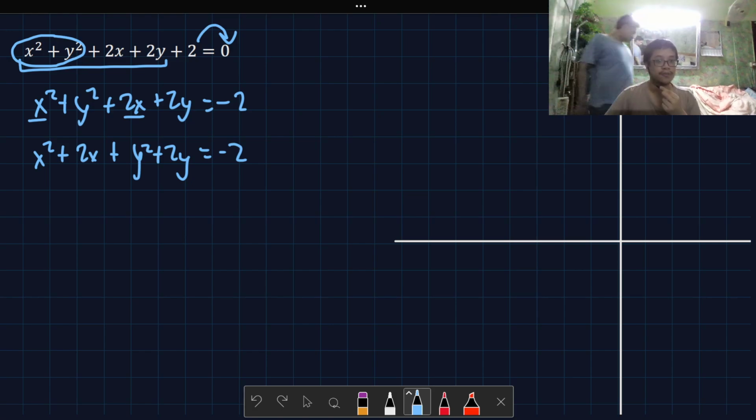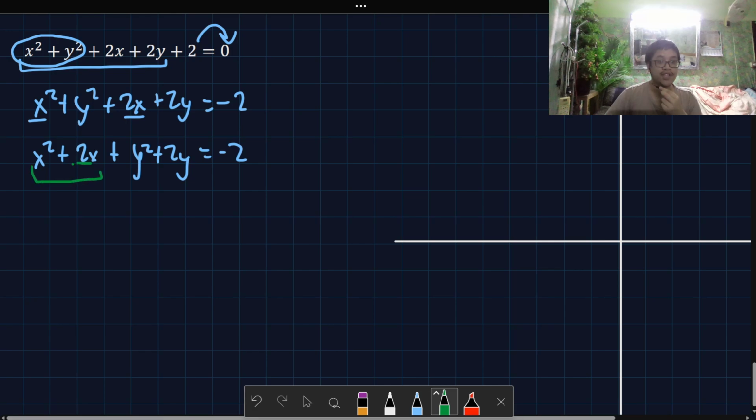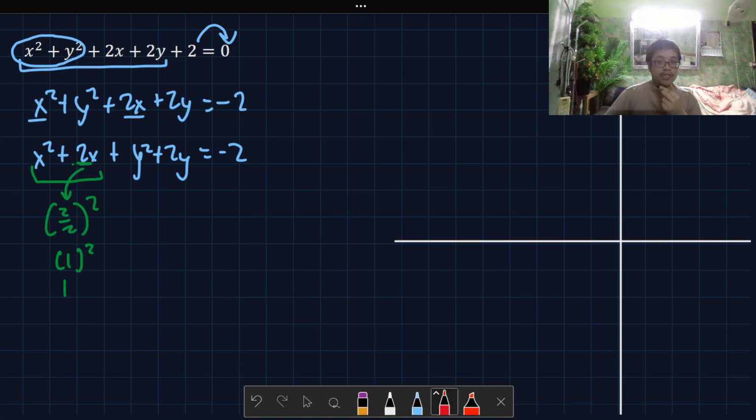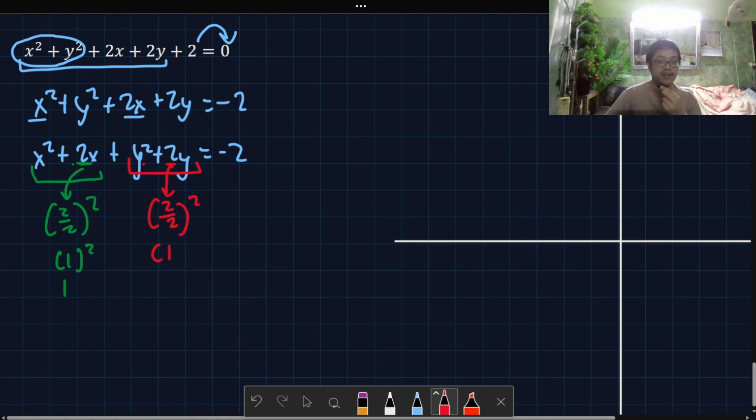So here's what we're going to do. For the x, we're going to get the coefficient of x, which is 2. Then we divide it by 2 and square it. So 2 divided by 2 is 1. Square it, you will have 1. We will do the same thing for the y. The coefficient of y is 2, so you divide 2 by 2, then square it. 2 divided by 2 is 1. Squared, it will give you 1. Which is actually the same as for the x, you know?